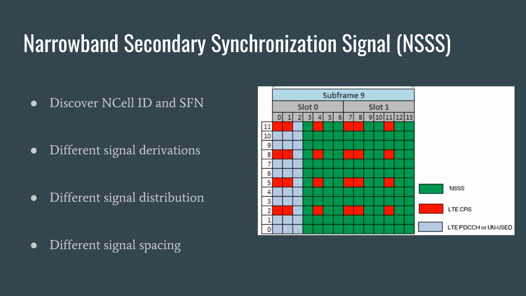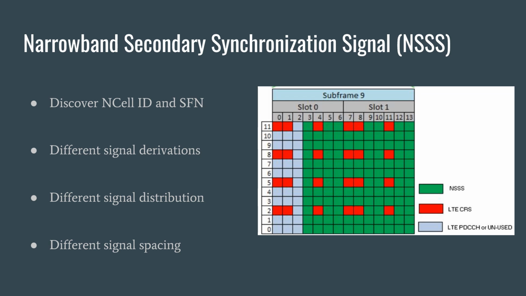The role of the NSSS in NB-IoT LTE is to provide the cell ID and at least 3 significant bits of the system frame number. Finding these values allows for further communication between the eNB and the UE. The 3 main differences between traditional LTE and NB-IoT LTE are the derivation, distribution, and signal spacing of the secondary sync signal. The method of creation for the signal in LTE is an M sequence, while the NB-IoT signal is created with a 131 length Zadoff-Chu sequence.